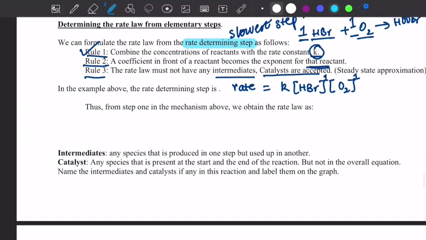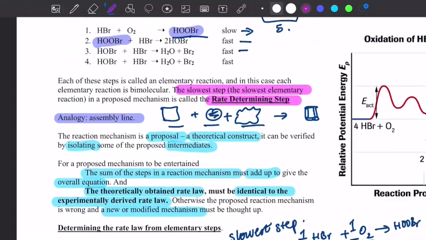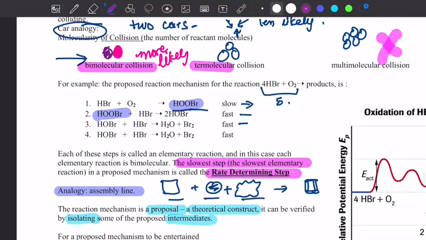An intermediate is any species that is produced in one step but used up in another, and a catalyst, on the other hand, is a species that is present at the start and end of the reaction. But the catalyst is usually not present in the overall equation. An intermediate is also not present in the overall equation. So then let's go back and look at these steps and see if we can find catalysts and intermediates.